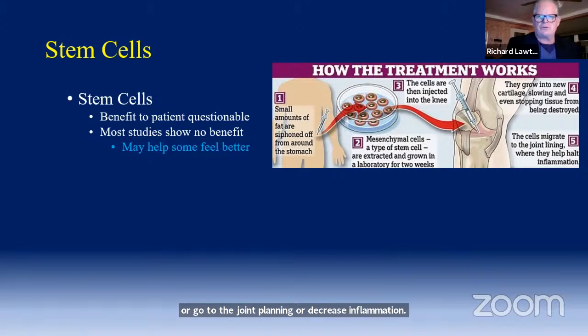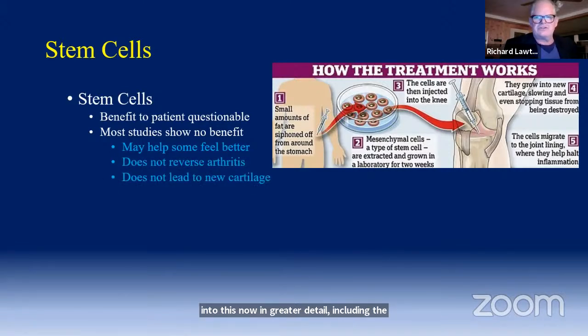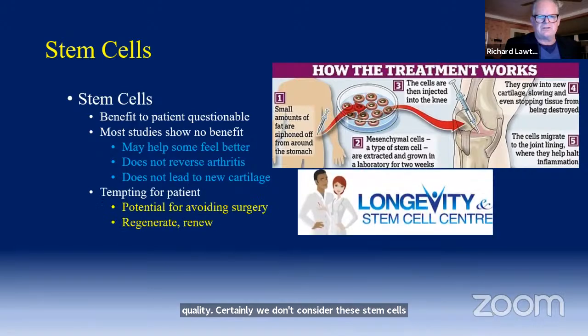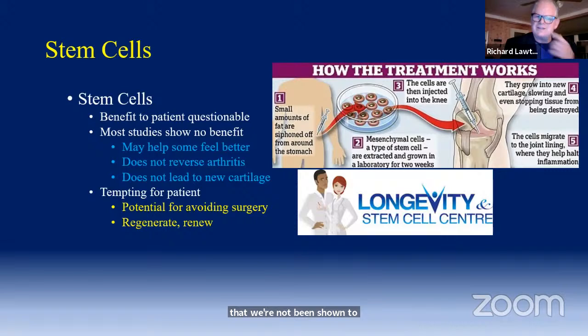Most studies in the long run don't show much benefit. There are reputable groups looking into this now in greater detail, including the Mayo Clinic, but the studies are not yet complete, and the studies that do exist don't show much benefit or are of questionable quality. Certainly, we don't consider stem cells to be anything that has been shown to reverse arthritis. They have not been shown to generate new cartilage. They might decrease inflammation a bit, much like cortisone does.